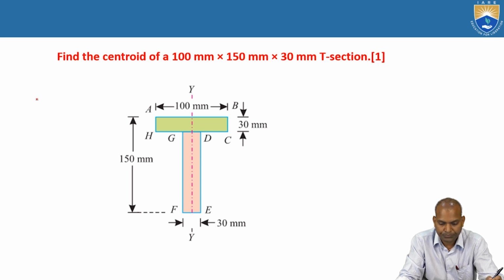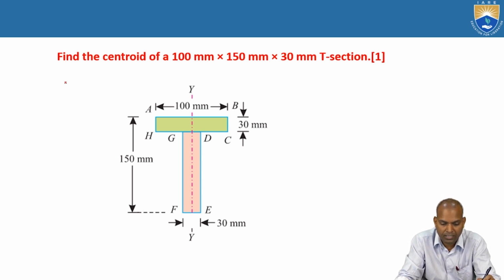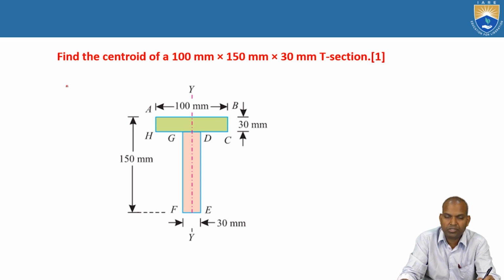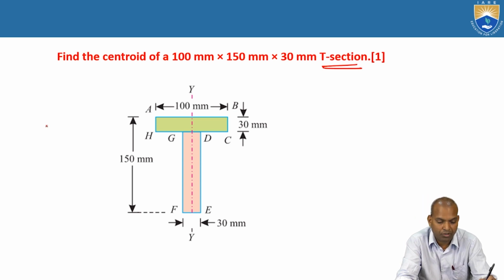Now, to solve the problems: find the centroid of a 100 millimeters by 150 millimeters by 30 millimeters section. Which section is it here? A T section. How do we find the centroid of a T section? This figure is known as a composite figure. There are two figures joined; it is made of two simple figures.